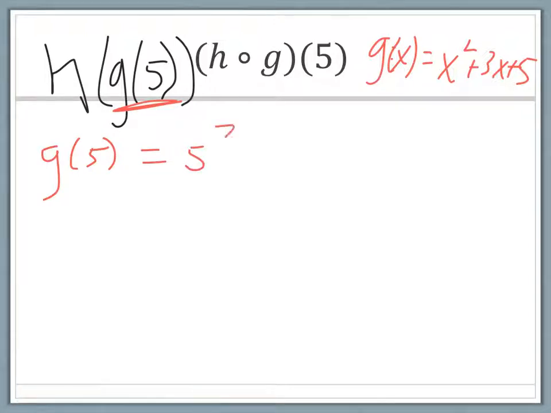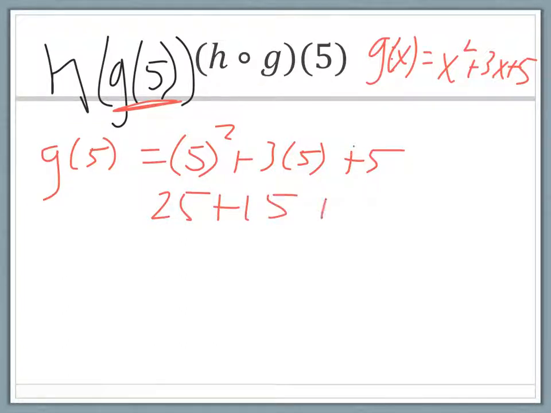So we're just going to plug 5 in for our x's. So 5 squared plus 3 times 5. Then just bring down that plus 5. So I just subbed in those 5s for the x's. So 5 squared is 25 plus 15. And make sure you do your order of operations for these. 25 plus 15 is going to be 40. 40 plus 5 is 45. Okay. So now I know what g of 5 is.